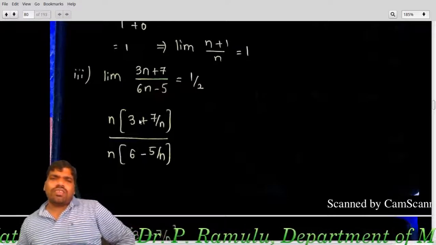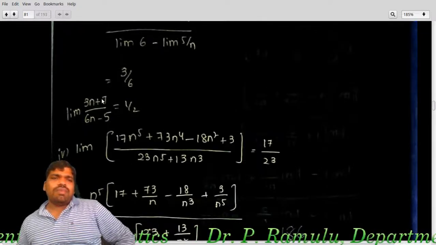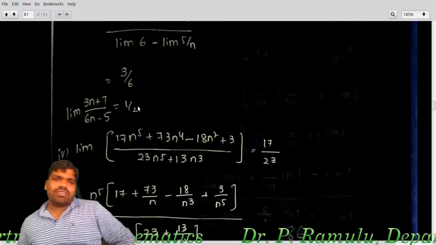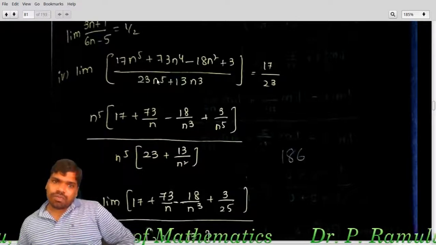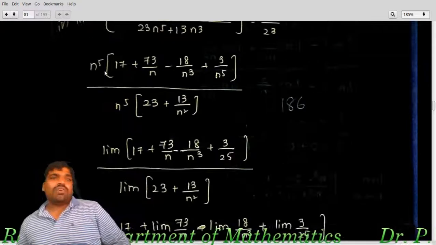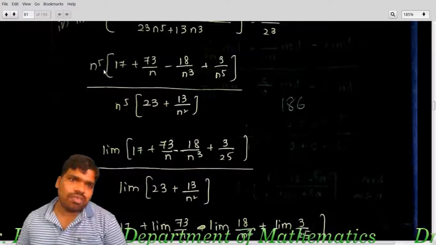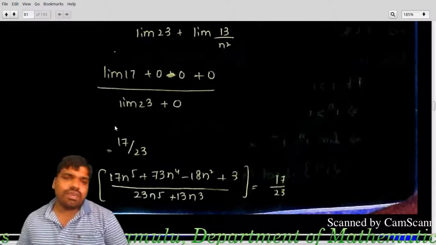And then n cancels: 3 plus 7 by n, 6 minus 5 by n. This is also the limit of 3n plus 7. See, n cancels and 3 by 6 equals 1 by 2. Here the limit of 17 by 23: n power 5 can cancel out. It is easy. Otherwise we can take n power 5, cancel it out, take 1 out. I simplify this, apply the limit, and we will get 17 by 23.